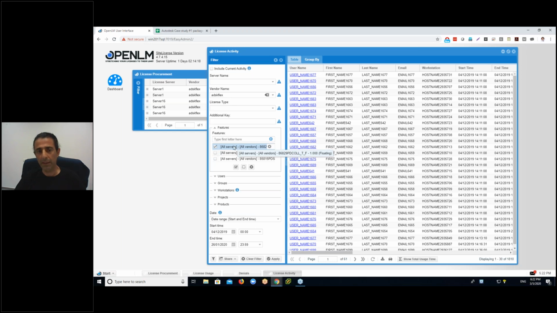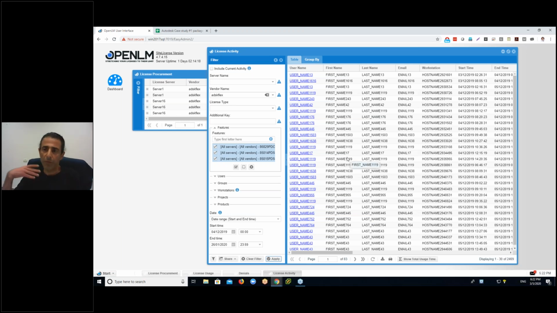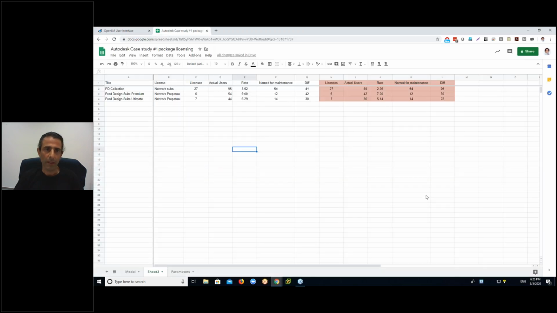This is for the PD collection, and if I take all 3 of them together, I have about 2,500 sessions. This is for the whole 3 packages, the 3 licenses all together. So I think we got the data we need by now from the system, and we can switch to the spreadsheet. Okay, so in this spreadsheet, we put all the data, and let's try to analyze it together.